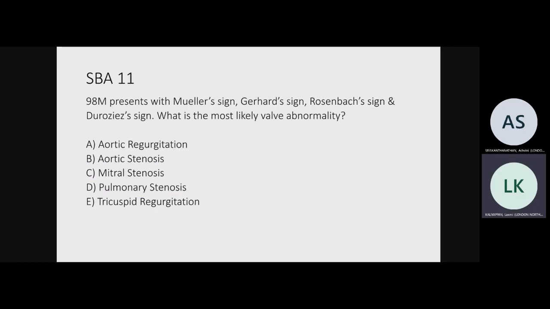And a 98-year-old man presents with all of these eponymous signs that sound very vague. What do you think the most likely valve abnormality is? So it's aortic regurgitation. Always remember, generally speaking, in exam questions, if there are eponymous signs for a valve lesion, it tends to be aortic regurg. I've actually given you the more obscure signs on this. So de Musset's, Rosenbach's, Gerhard's, and Müller's. You guys can go look that up.